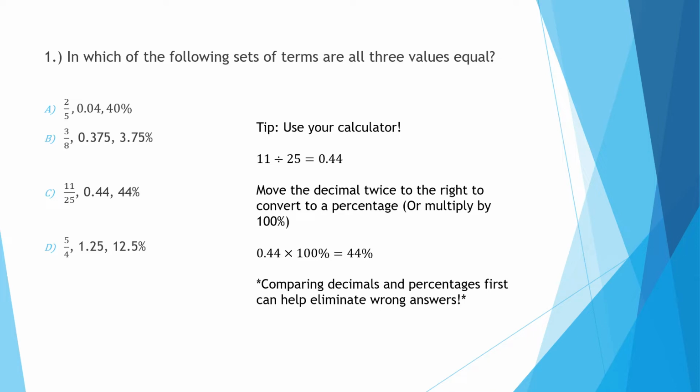So we can see that 0.04 is 4%, which is not 40%, so A is not correct. 0.375 is 37.5%, so B would not be correct. 0.44 is 44%, so we'll keep our eye on C. 1.25 is 125%, which is not the same as 12.5%. Everything has been eliminated except for C. So we can quickly get to answer C without ever having to convert a fraction in the case of this problem.